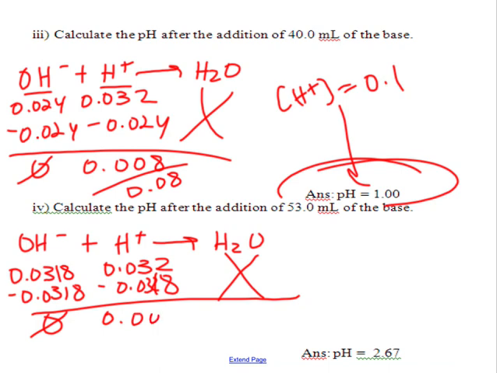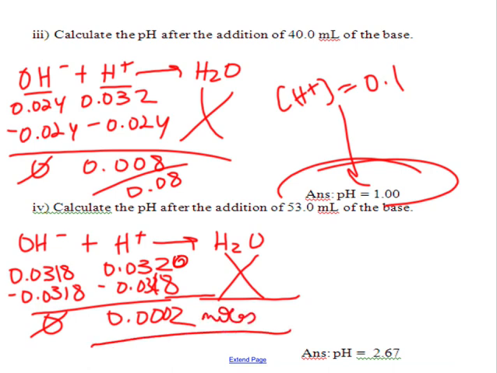Now we only have 0.0002? No, 0.0004? But how can that minus that be 2? This can't be right. That doesn't make sense mathematically. Oh, okay. So 0.002 moles. Divided by, we have 53 plus 40, 93, so 0.093.